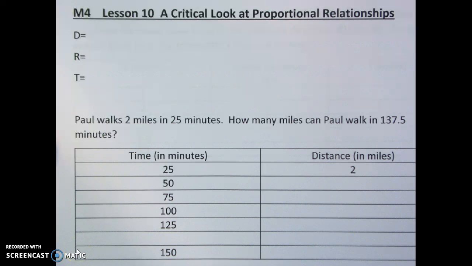Module 4, Lesson 10, A Critical Look at Proportional Relationships. There are 3 formulas here that you should be familiar with. If you know distance, or rate, or time, you should be able to calculate the other one of those 3.